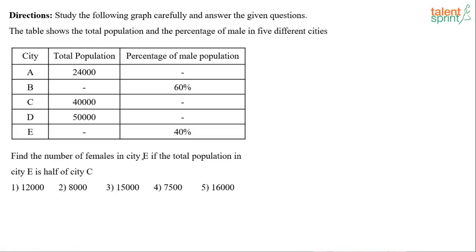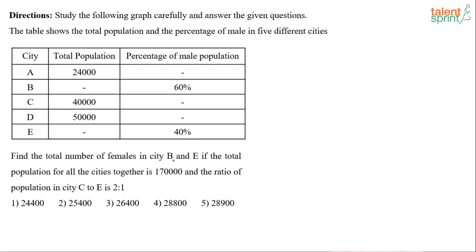Find the number of females in E if the total population in E is half of city C. Total population of E is half of C. Total population of C is 40,000, so this is 20,000. Number of females in E: males are 40, so females will be 60. 60% of 20,000 is 12,000. Option 1.